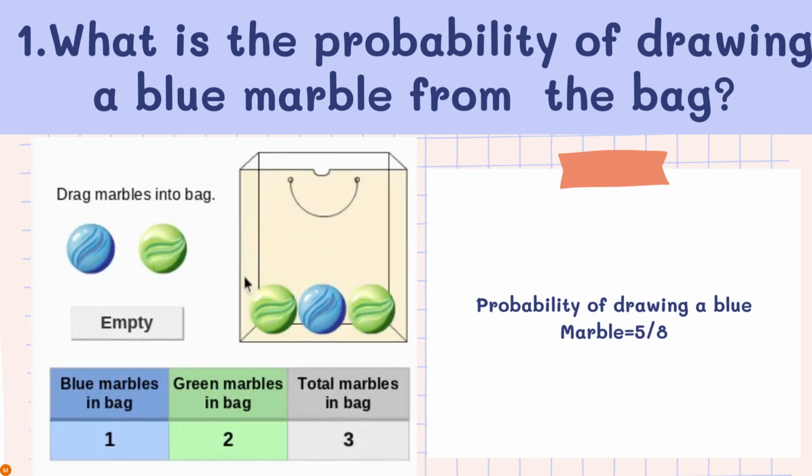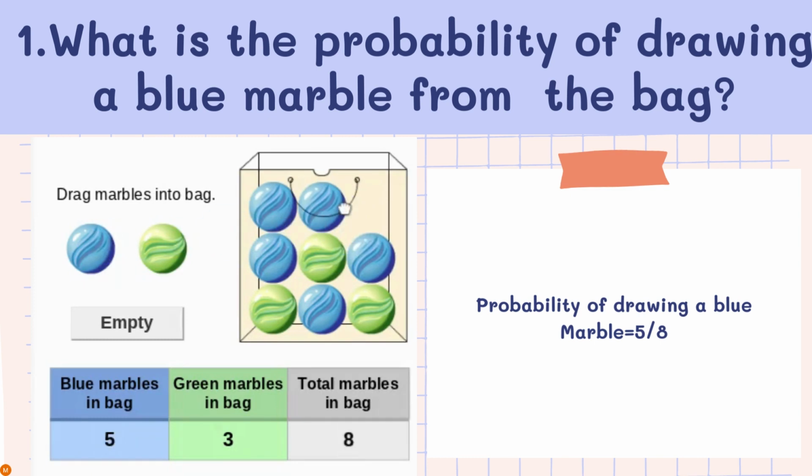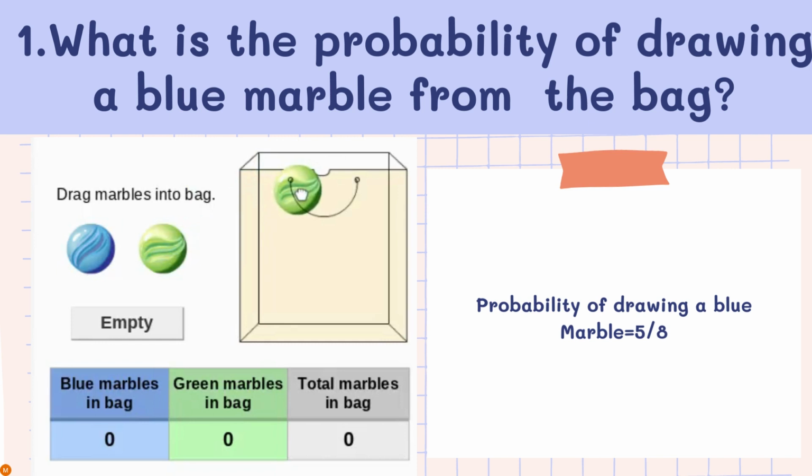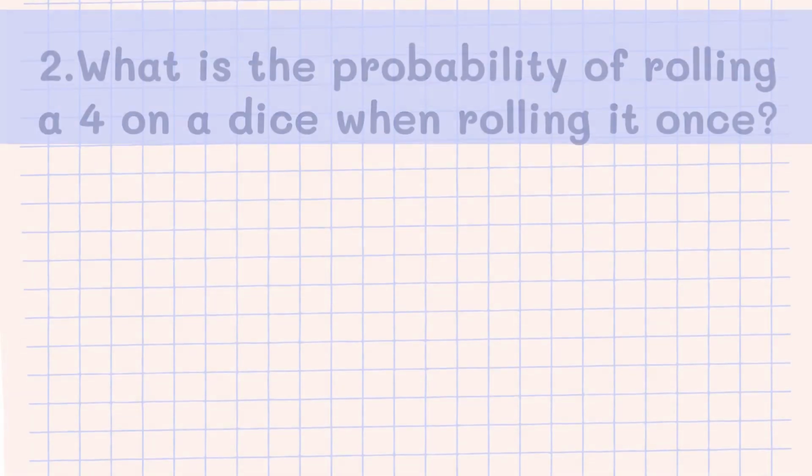So to find the probability of drawing a blue marble, first we have to see the total amount of the event, which is what we're looking for, the blue marble. As you can see, we have 5 blue marbles. So the first number is going to be 5. And under it, it's going to be 8 because that's the total marbles in the bag. So the answer is 5 over 8.